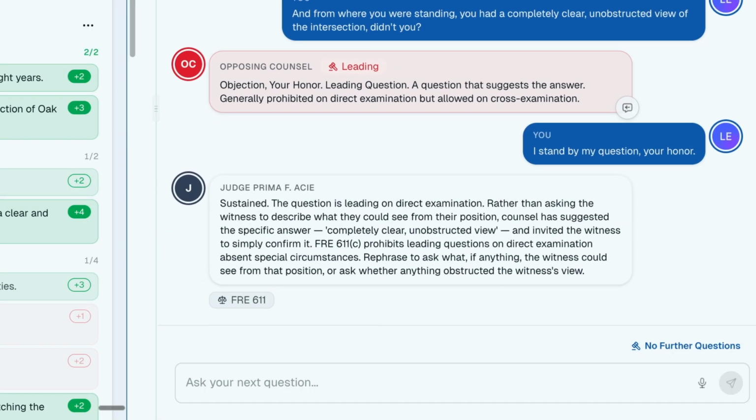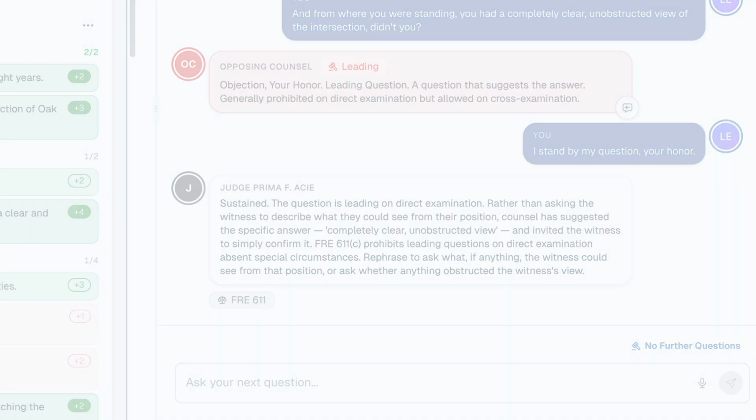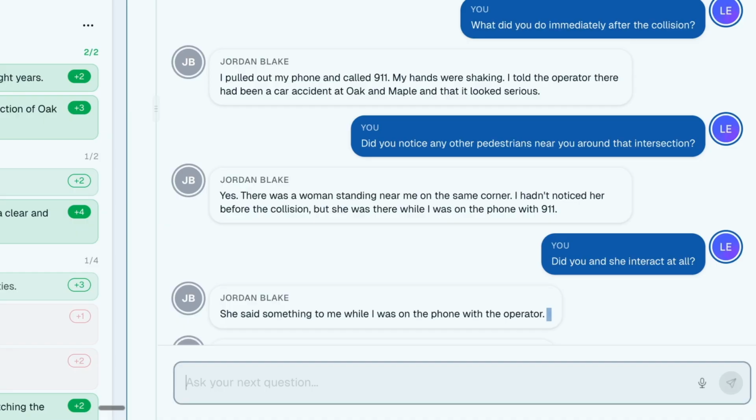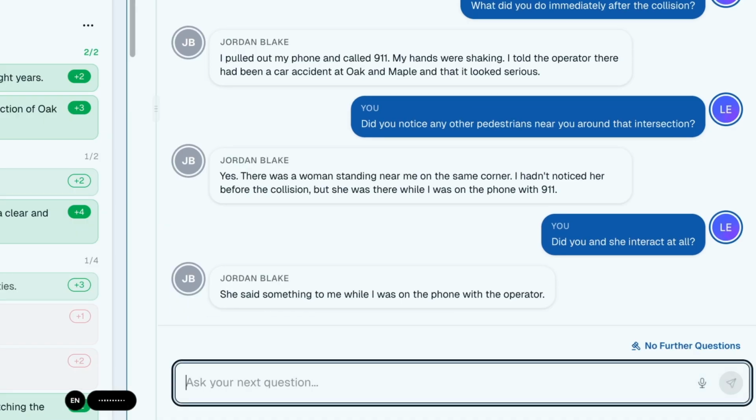Once I choose how to respond, the judge rules, in this case correctly sustaining opposing counsel's objection. Each side earns points for successful objections, rewarding clean questioning and sharp objection practice. Let's take a look at another example.